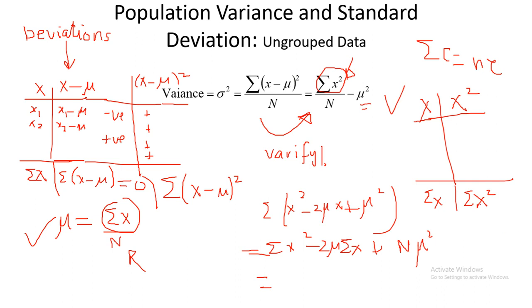Remember, this summation x square is not equal to summation x whole square. Don't make this mistake. Summation x square is something else. This one means you are taking the sum of all x values, then you are squaring. This one means you are squaring every value and then taking the sum. Always remember, okay? So don't calculate this. This will be wrong. Summation x square is different.